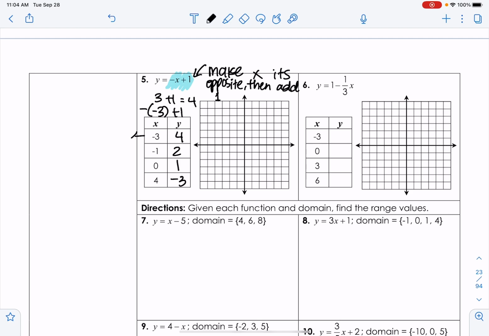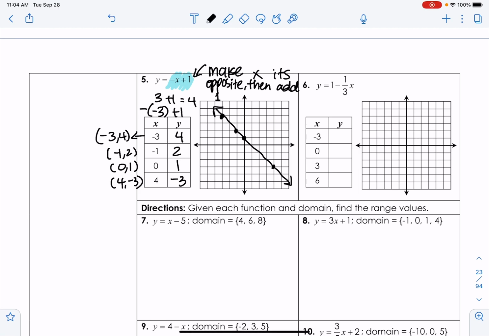And I've got my ordered pairs: (-3, 4), (-1, 2), (0, 1), and (4, -3). And I just graph like normal. Done.